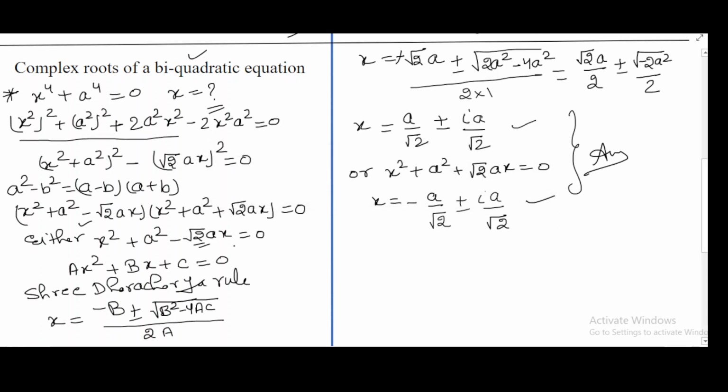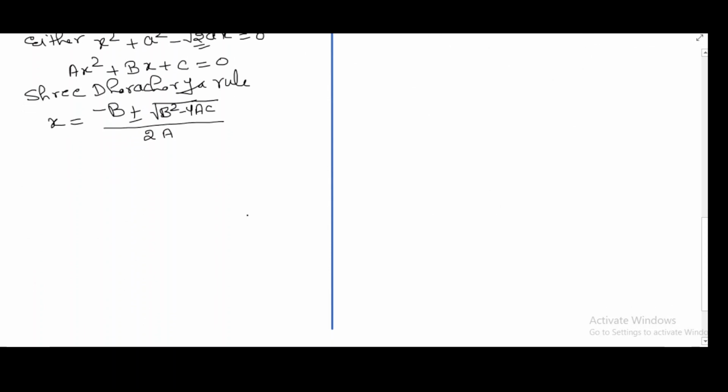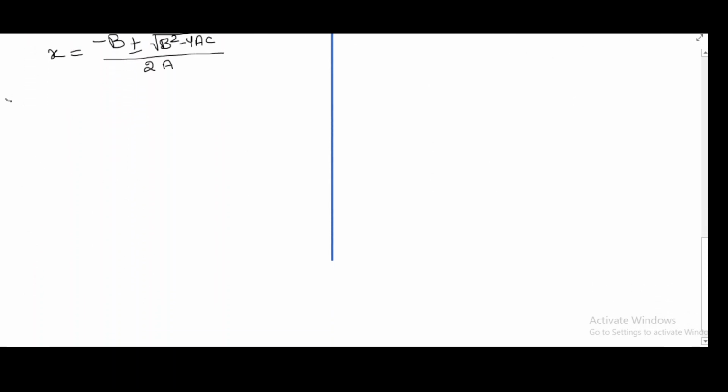Now let's move forward, and again we will have a very interesting problem in mathematics. We have a biquadratic equation: x to the power 4 minus 4x cube plus 8x square minus 8x plus 4 equals 0.